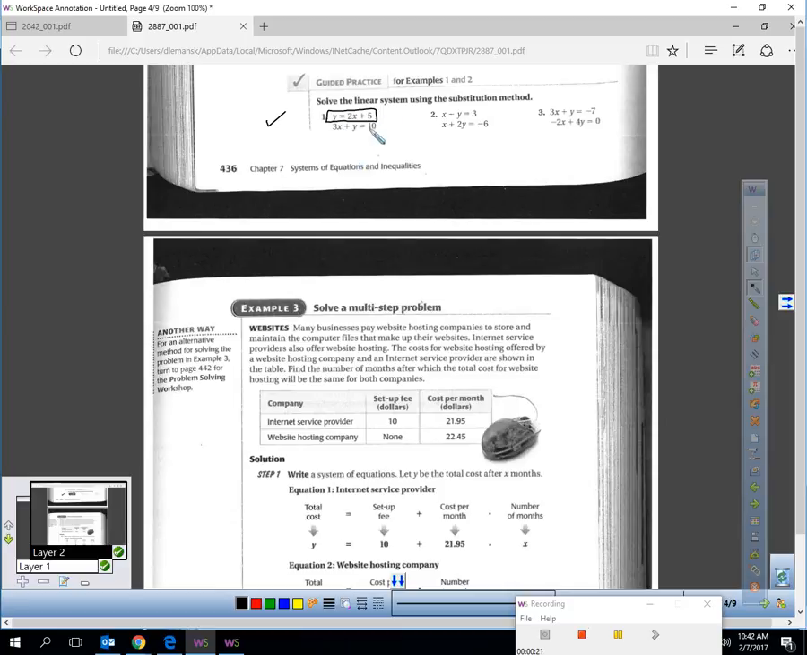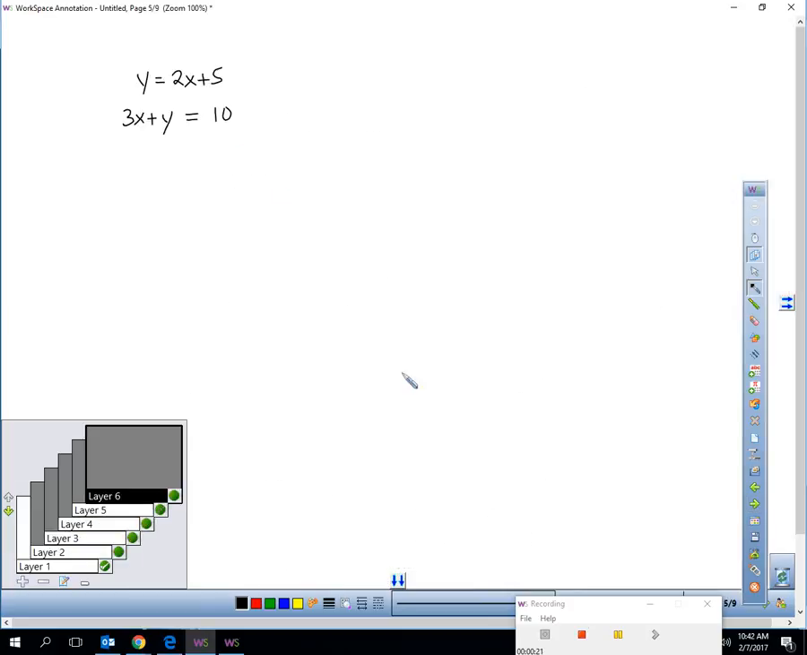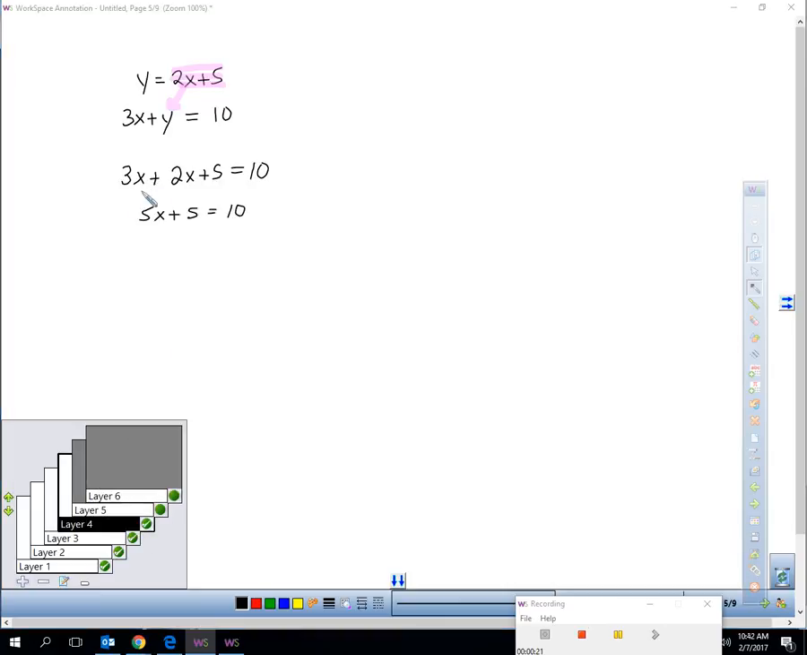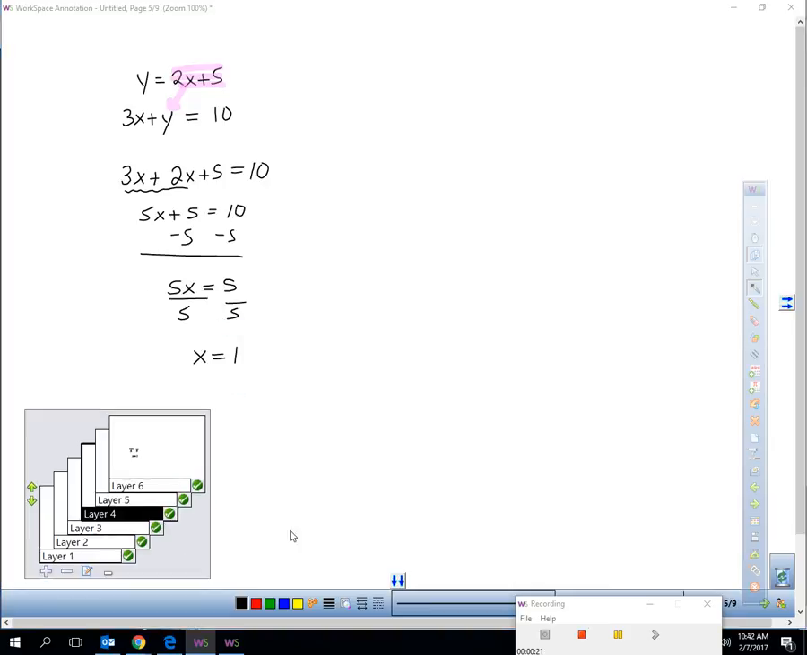So y equals 2x plus 5 and 3x plus y equals 10 are my equations. So let's take 2x plus 5, which is the same thing as y, and substitute it into the second equation for y, which gives me 3x plus 2x plus 5 equals 10. Now I'm going to solve. So simplify first. You notice 2x and 3x add up to 5x, plus 5 is 10. Subtract the 5 from each side. Divide by 5, and x is 1.